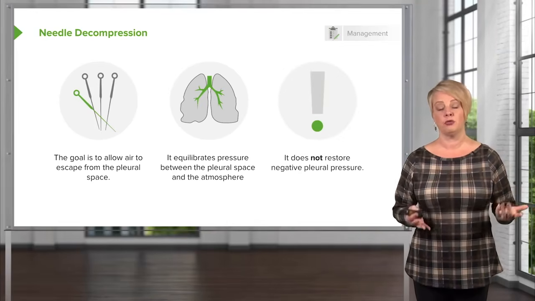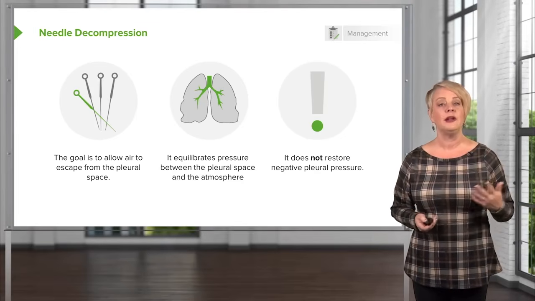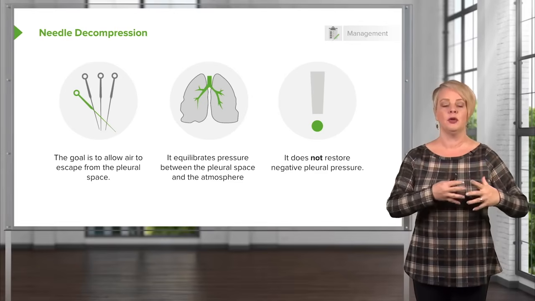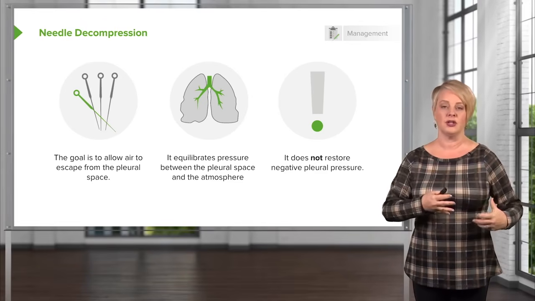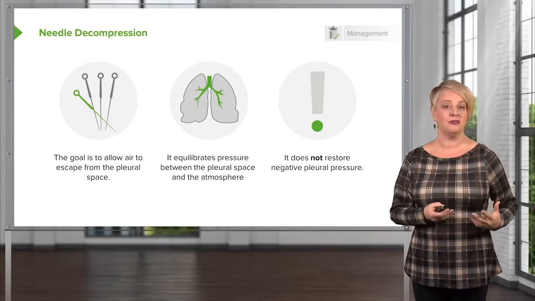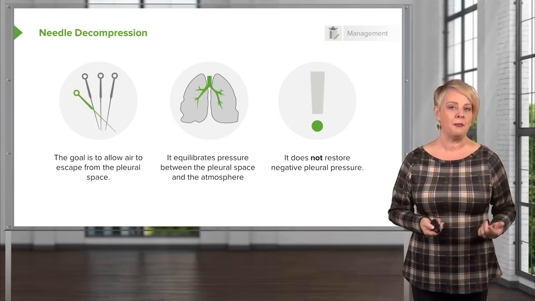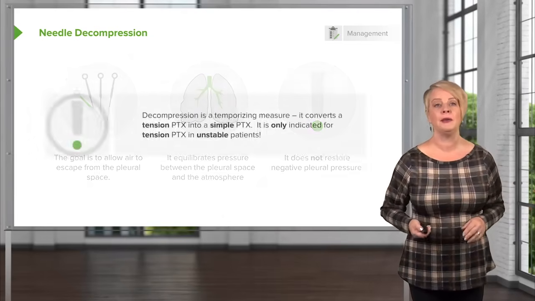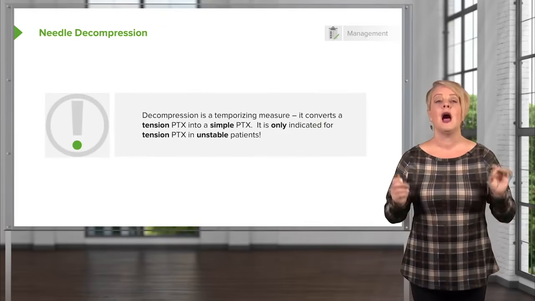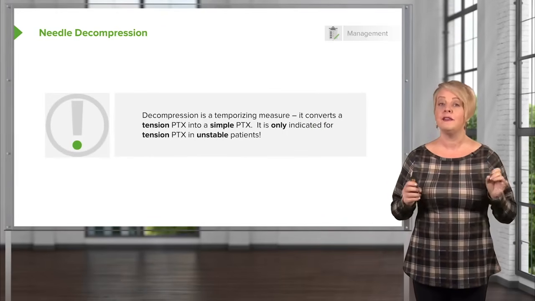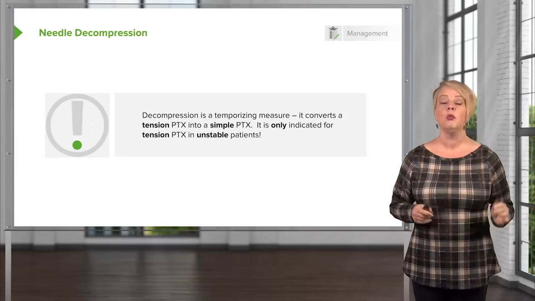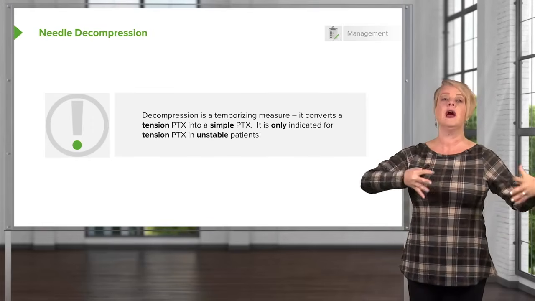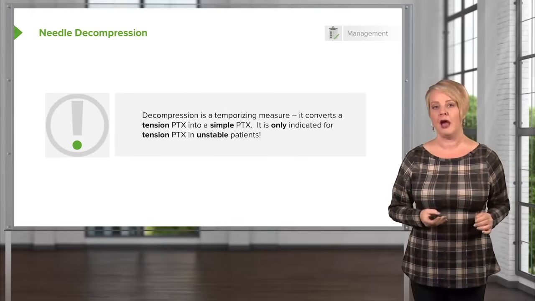It's not going to actually restore negative pleural pressure. I'm still going to need a chest tube, but it's going to decompress the large air collection that is mechanically interfering with my cardiac function and my pulmonary function, and it's going to improve the clinical status of the patient very rapidly. So I do want to emphasize, it's a temporizing measure. It's not definitive treatment. What you're really doing when you decompress is you're taking a tension pneumothorax and you're converting it into a simple pneumothorax.